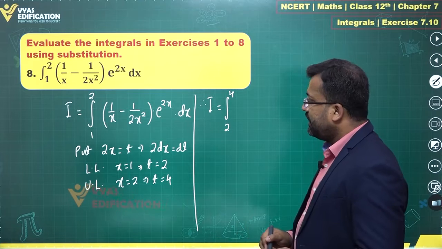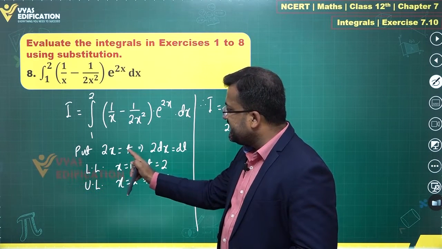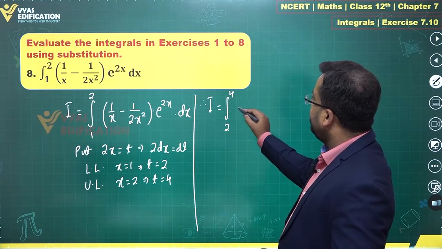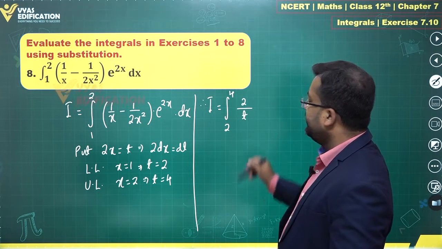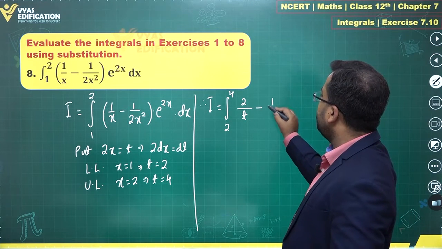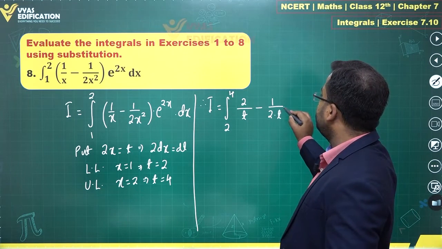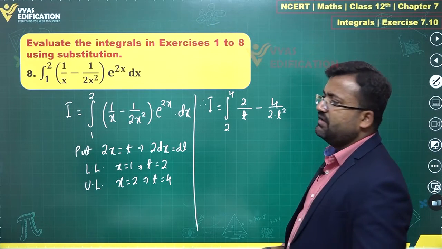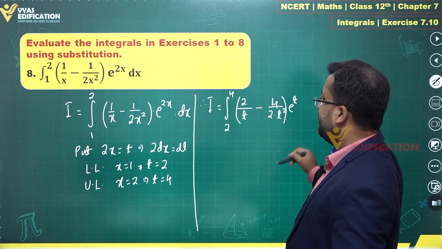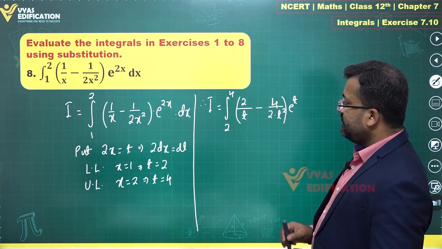Once you are through with this, therefore the integral I will be from 2 to 4. What do I have over here? 1 by x. Now x is t by 2. If you can see that carefully, x is t by 2. So in the denominator you have t by 2, and 1 upon t by 2 will be this, minus 1 upon 2 into t square upon 4. This is what you will get. E power 2x will become e power t, and dx will be dt upon 2.